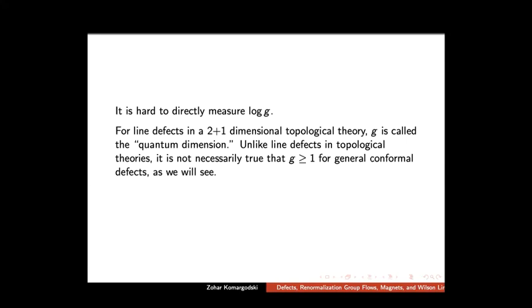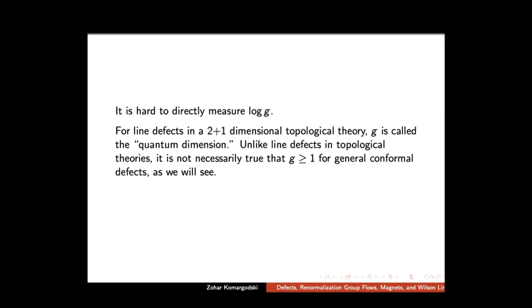Of course, it's very hard to measure this quantum dimension. As you may remember, for anyons in topological field theories, this is always bigger than 1. g is always bigger than 1. There is a theorem that you can prove that in unitary topological field theories, the quantum dimension is positive. But we will see that for conformal defects, it's not true. There are many conformal defects with arbitrarily small g. It still has to be positive, I believe. It follows from unitarity, g has to be positive. But we have many examples where g is arbitrarily small.